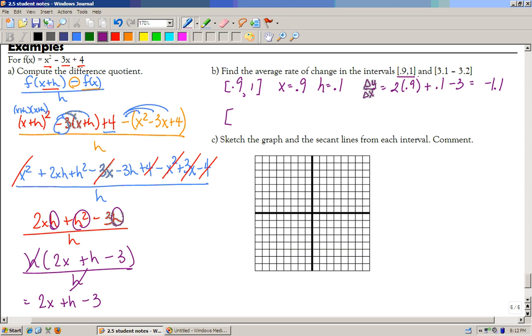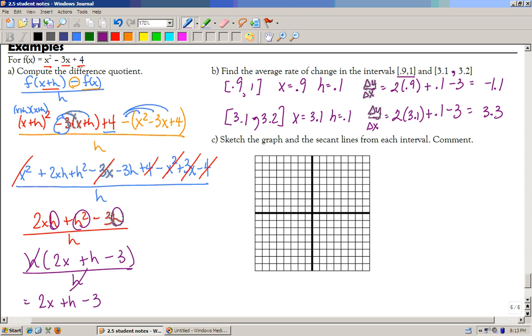If we do the same thing for the second interval, we're going from 3.1 up to 3.2 for that interval. We're going to do the same thing where x is the first coordinate of this, which is 3.1. The difference between these is still 0.1. So to use that difference quotient, you're going to find the slope. So we're going to do 2 times the x value, this time 3.1, plus h, which we found is 0.1, and minus 3. When you do that calculation, you get 3.3.